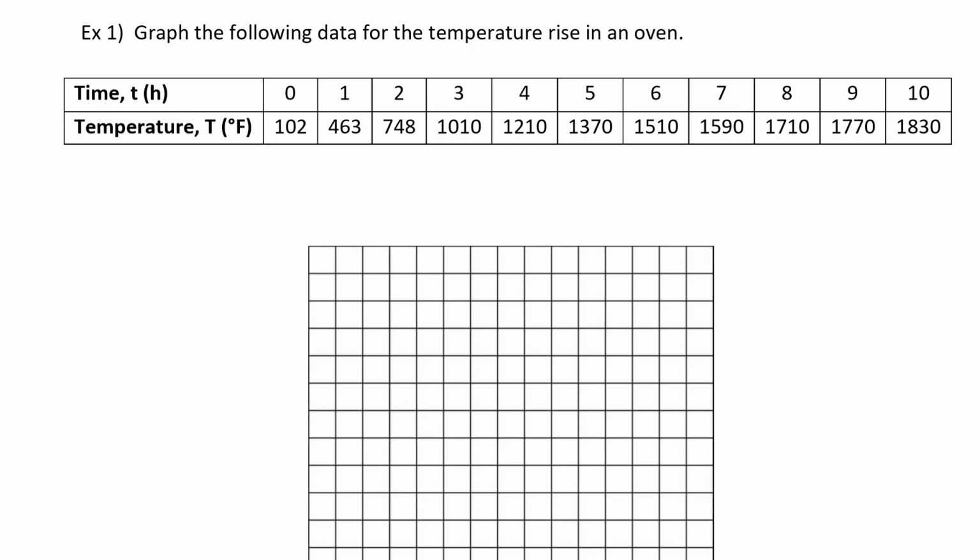Let's look at an example here. This data is all made up. It's not real. It's an example. So let's say we turned on an oven and we measured the temperature over time. Maybe it's a very hot oven, perhaps a smelter, I don't know. Something that goes to very high temperatures.